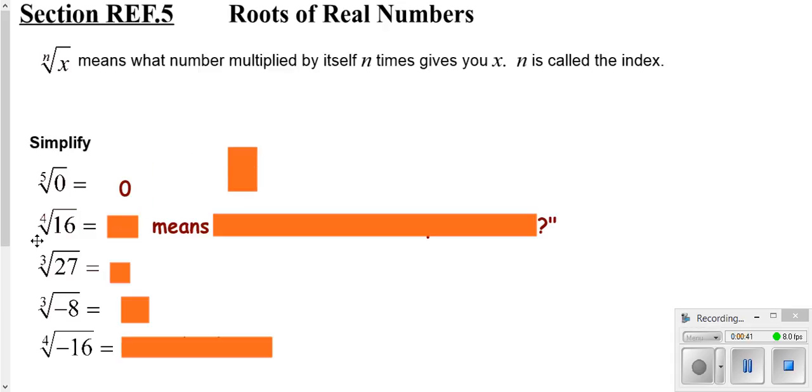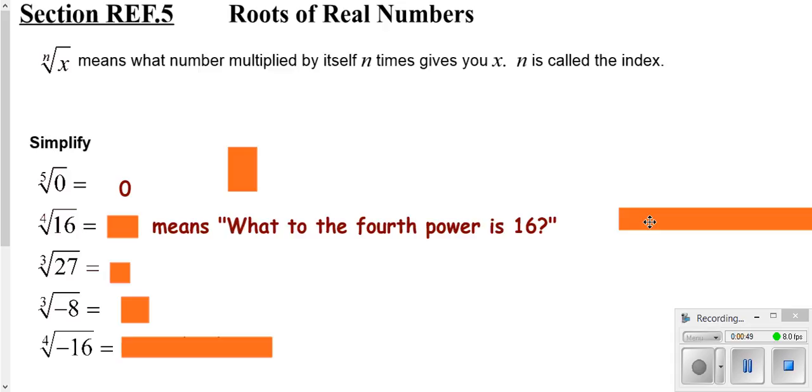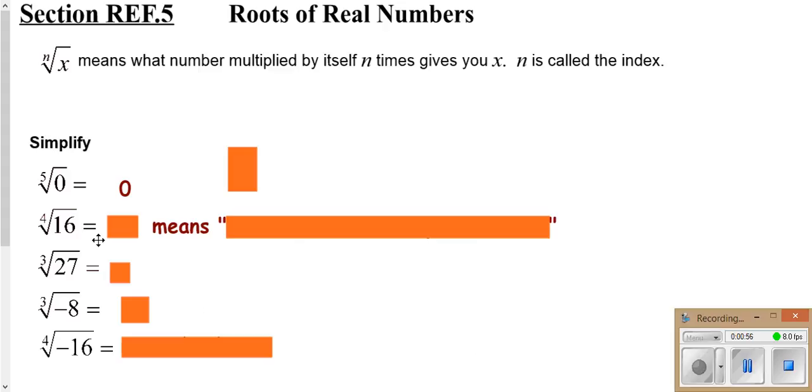So this down here means what number multiplied by itself 4 times is 16. Well, what number multiplied by itself 4 times is 16 is 2. Because 2 times 2 is 4, times your third 2 is 8, times your fourth 2 is 16. So this one means what number multiplied by itself 3 times, because that's our index, gives you 27. That is a positive 3.